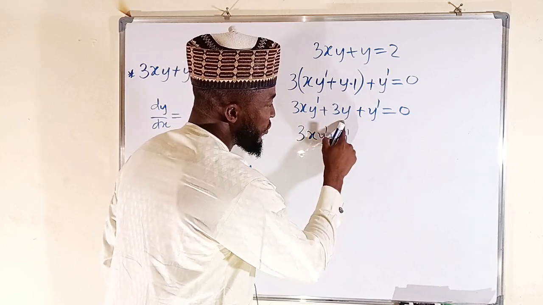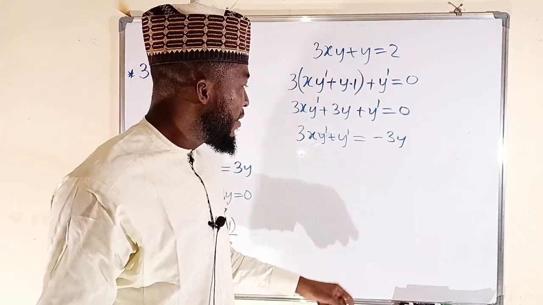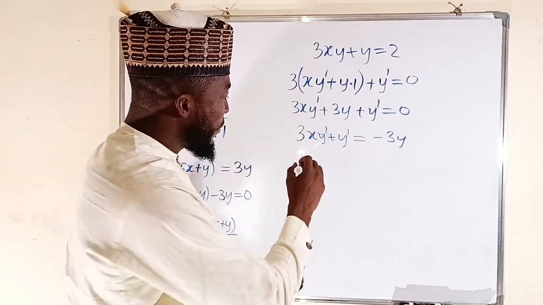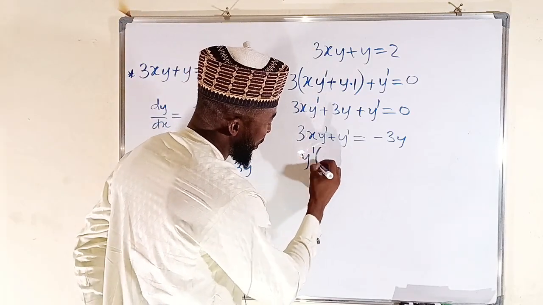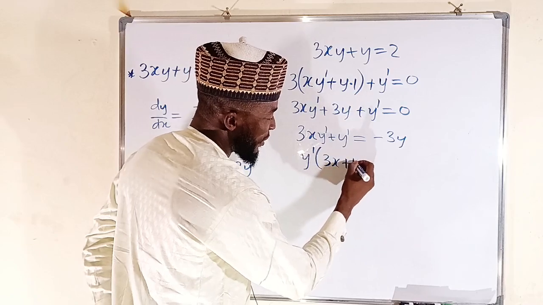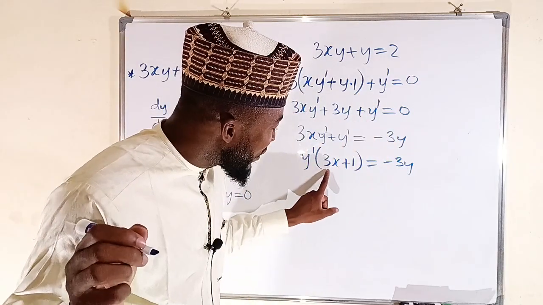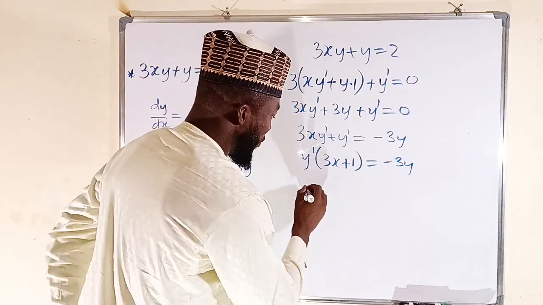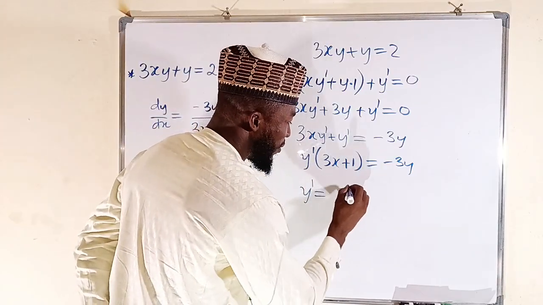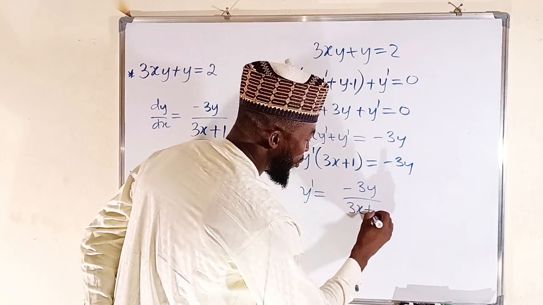I would like to take this one to the other side, so it becomes negative 3y to the right hand side. So factor out y prime here. We have y prime. Inside from this we have 3x. From this we have 1, right? This is equal to negative 3y. Divide both sides by 3x plus 1. So y prime is equal to negative 3y divided by 3x plus 1.